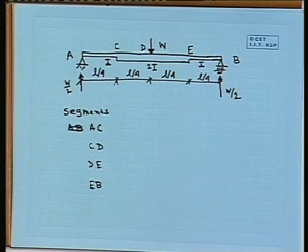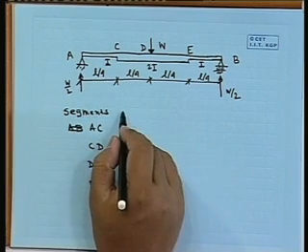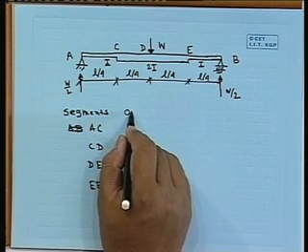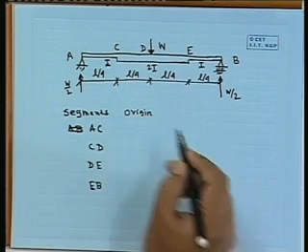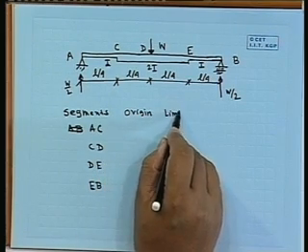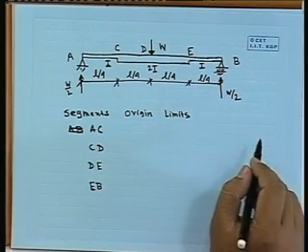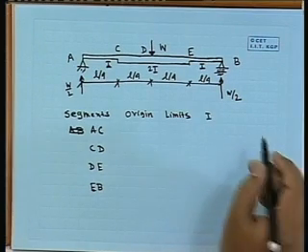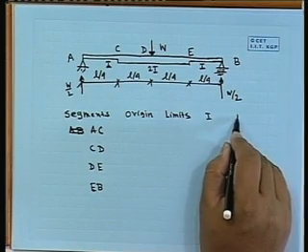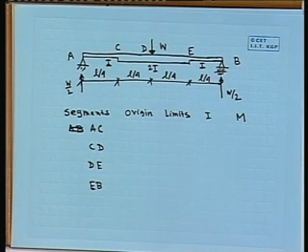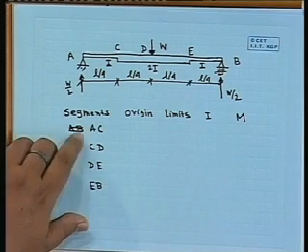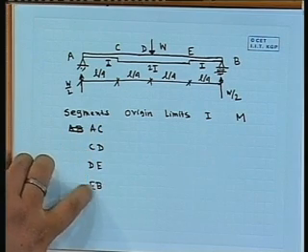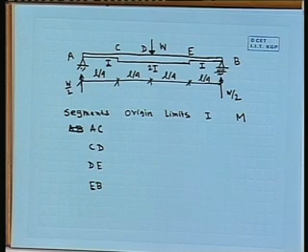Now, origin, limits, I and say M. Right. Now, AC, CD, DE and EB, so there are 4 segments. So, we have to just put for the different segments.